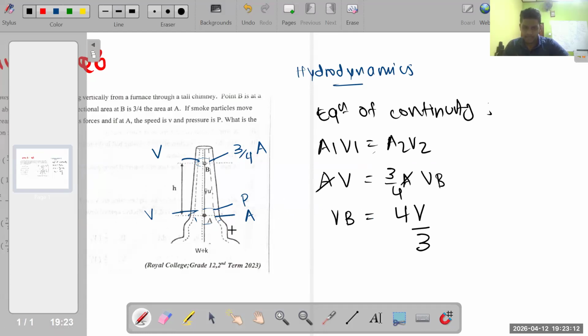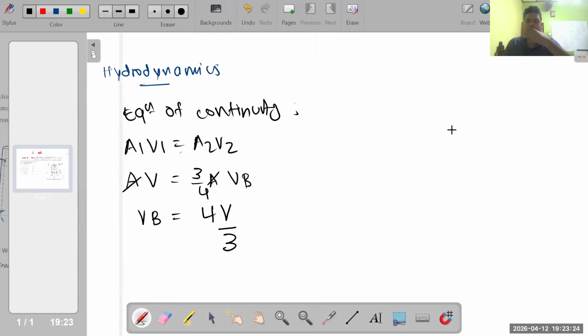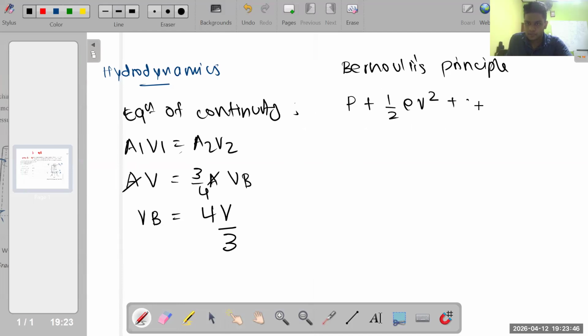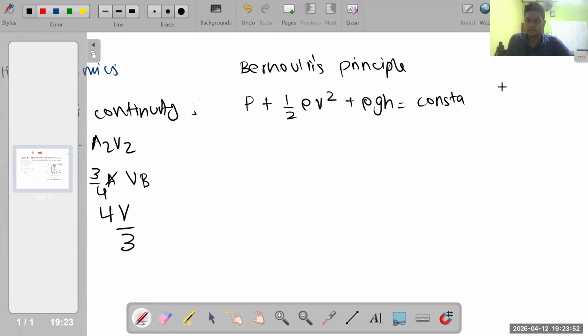So if the area is larger here, the velocity is lower. That should be understood. If the area is higher, the velocity would be lower according to the equation of continuity. The second law we can apply here is Bernoulli's principle. According to Bernoulli's principle, we know that pressure plus half rho v square plus rho gh is a constant.